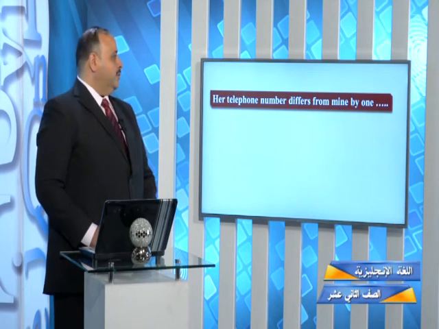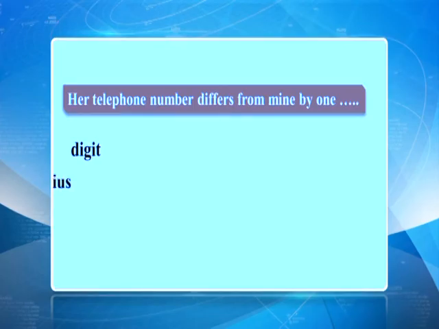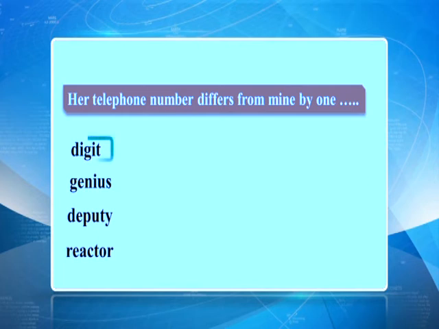Let's see the options. Digit, genius, deputy, and reactor. So here the number differs only in one digit. Excellent, that's good. We are talking about numbers, so the right choice is normally here digit.